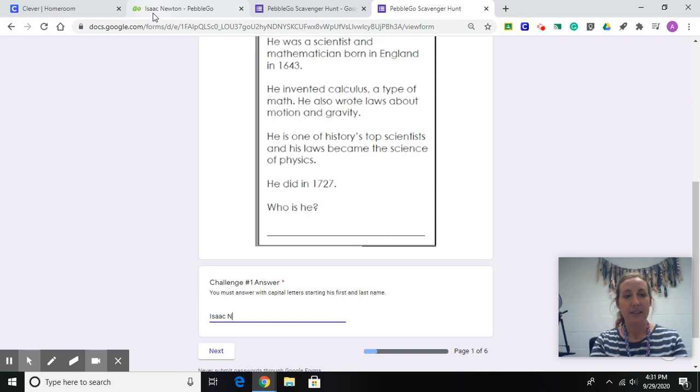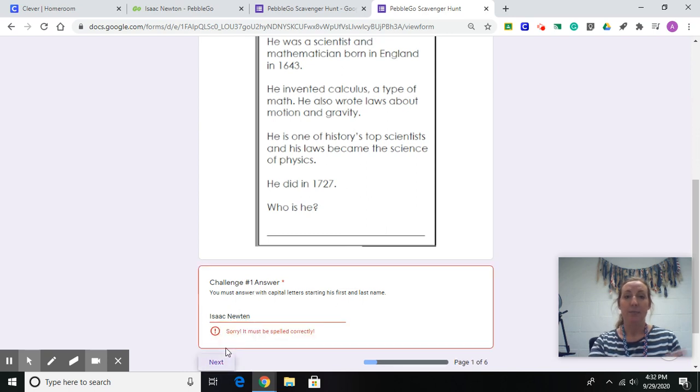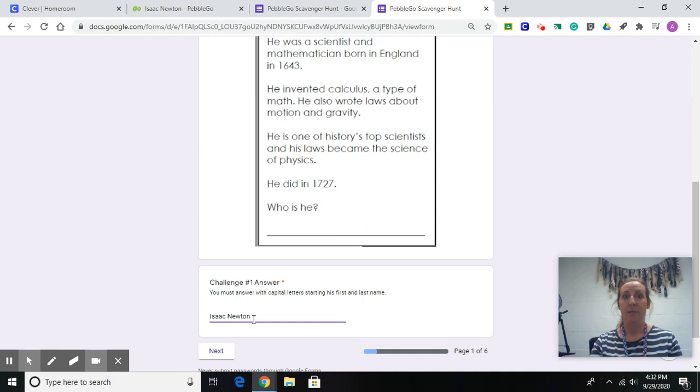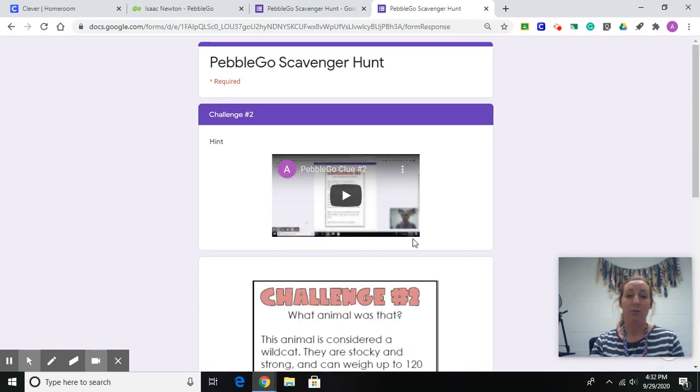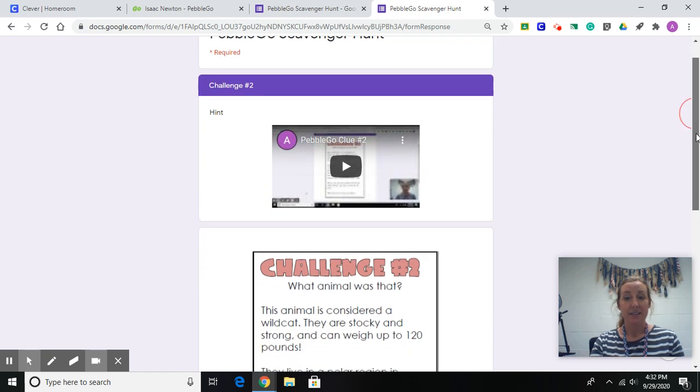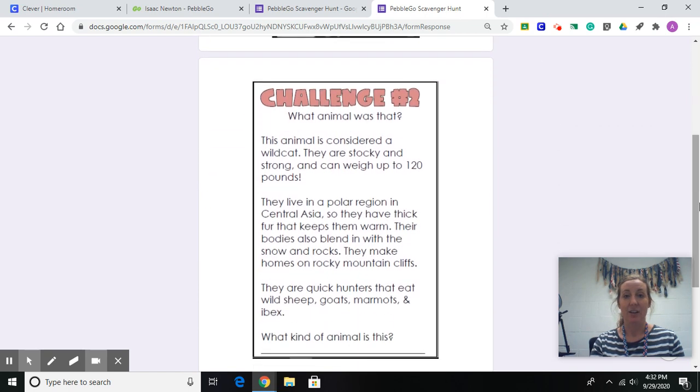Space, capital N, Newton. And then when I've clicked it, if I misspell it, let me try to misspell it. See how I misspelled it? And it's going to put a big red box saying, oops, it must be spelled correctly. So I'm going to go back and I'm going to fix it. And then the red box goes away. So that means that I've got it right. And then I click next and it will take me to my second challenge. I will watch the video and read the passage with Miss Prickett and then go over to PebbleGo and try to find the answer. All right, guys, have fun with this PebbleGo scavenger hunt.